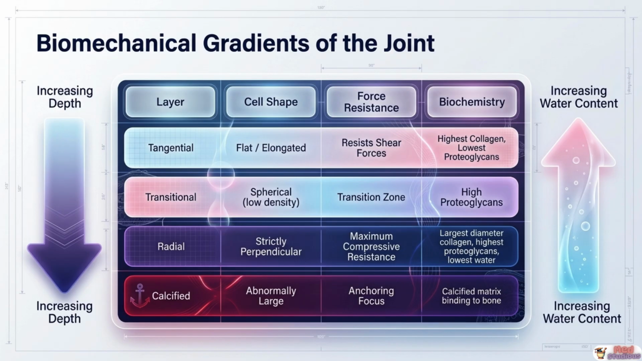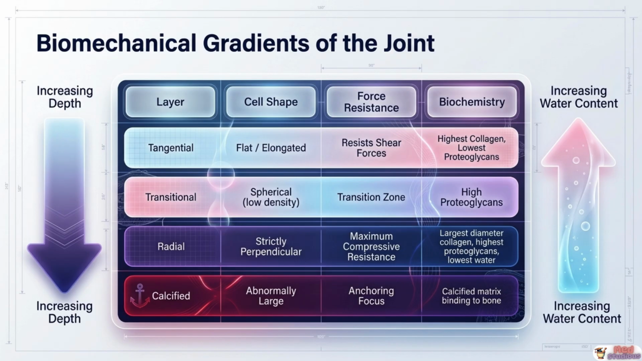The primary force resistance is maximum compressive resistance. This zone bears the greatest compressive loads in the joint, and the biochemical profile shows the largest diameter type 2 collagen fibers in any zone, the highest proteoglycan concentration, but counterintuitively, the lowest water content of the non-calcified zones. Lower water content in the deep zone reflects a denser, more mineralizing environment.